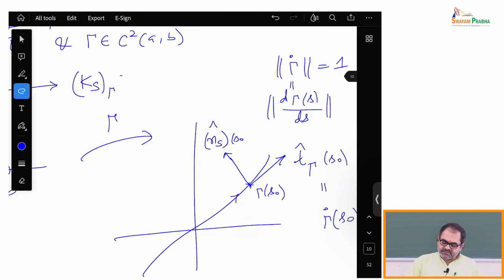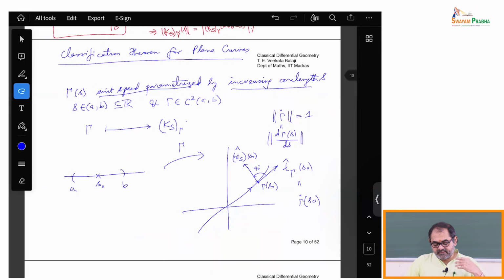This is the signed normal, and the way you get it is by taking the unit tangent and rotating it anti-clockwise by 90 degrees. That is how the signed normal is defined. Then what could happen is that the signed normal may point towards the center of curvature at that point, or it may point away from the center of curvature. If it points towards the center of curvature, then the signed curvature is positive. If it points away from the center of curvature, then the signed curvature is negative. That's how the signed curvature is defined.